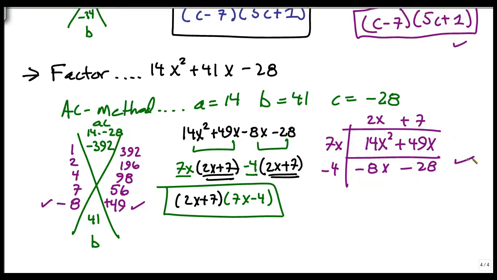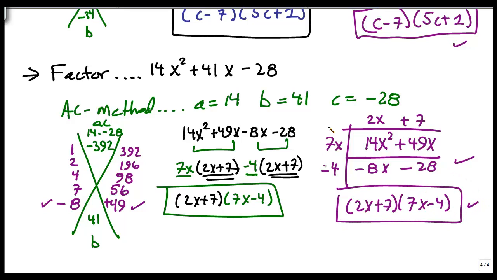So this checks even before we factor it. So I'm left with 2x plus 7 and 7x minus 4. So that box method is nice because it checks itself when you run through your factors.